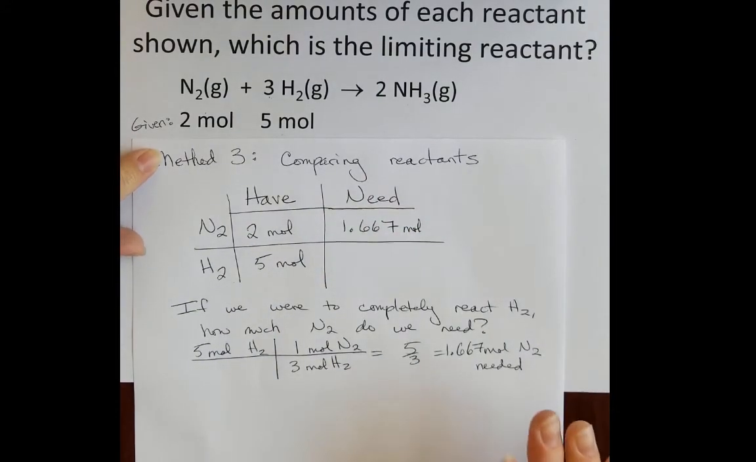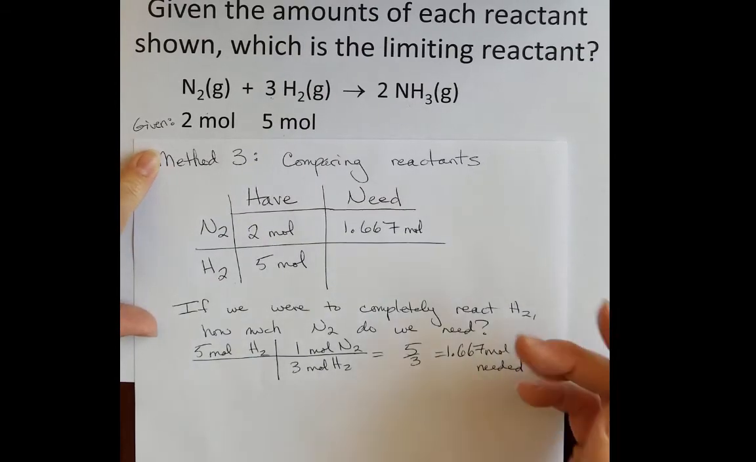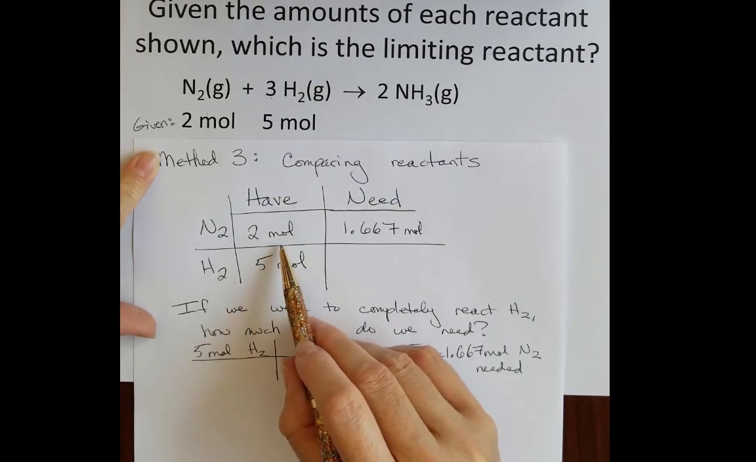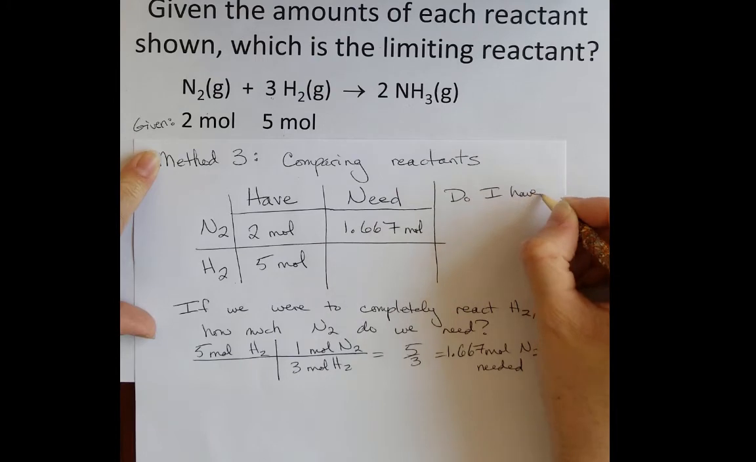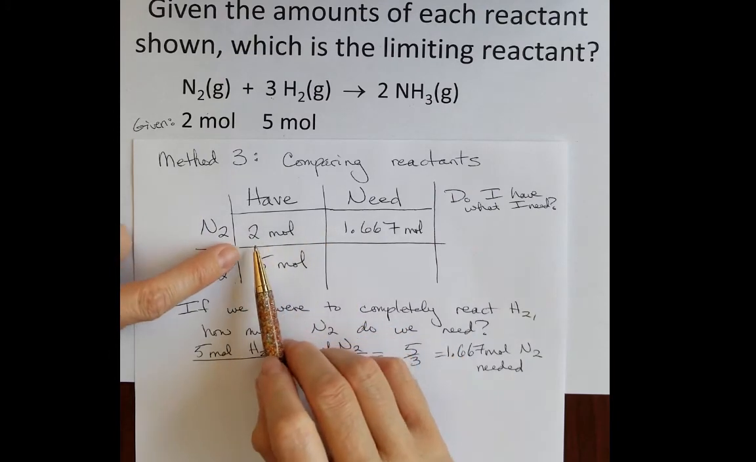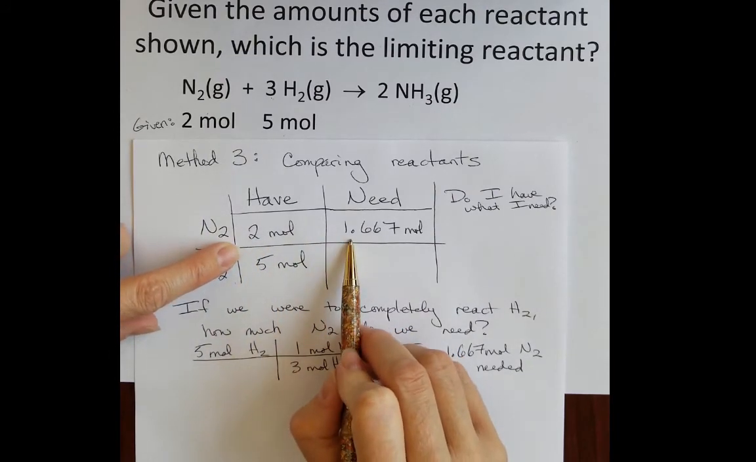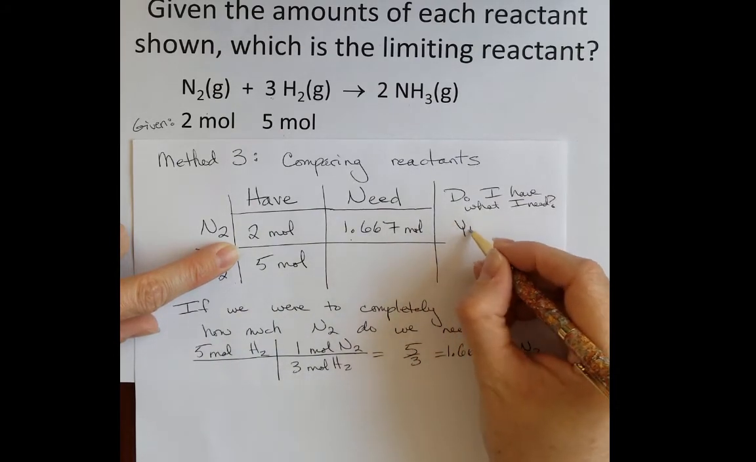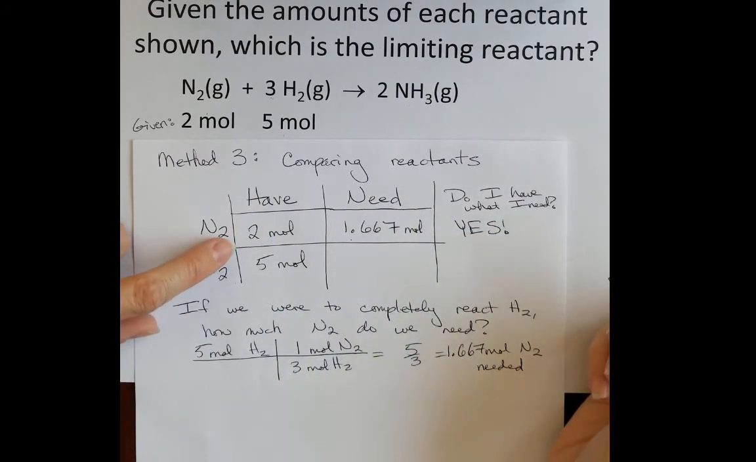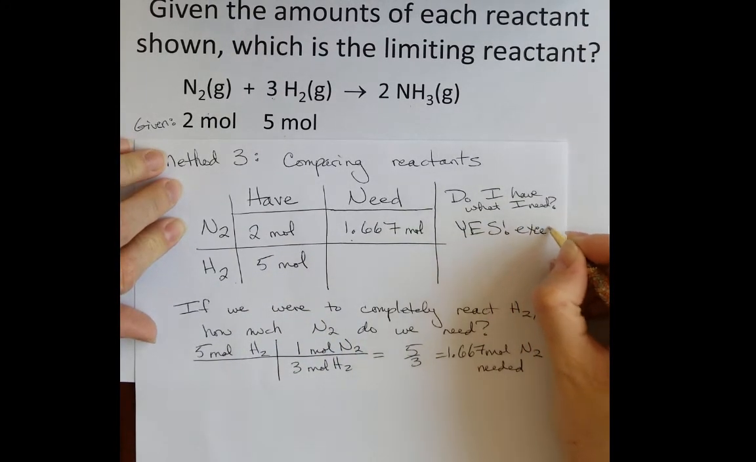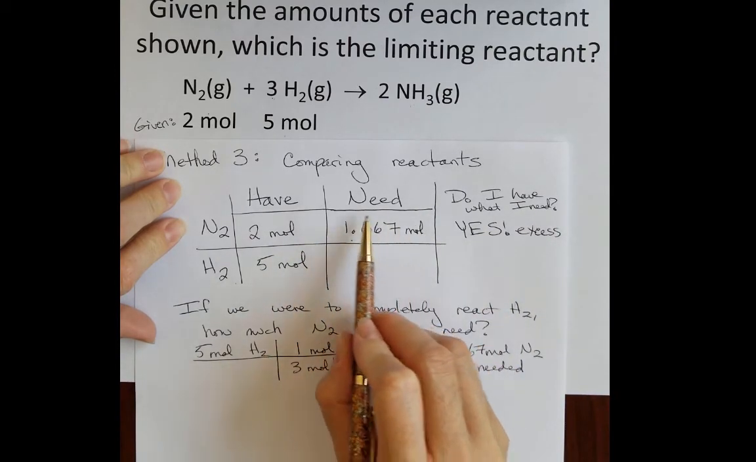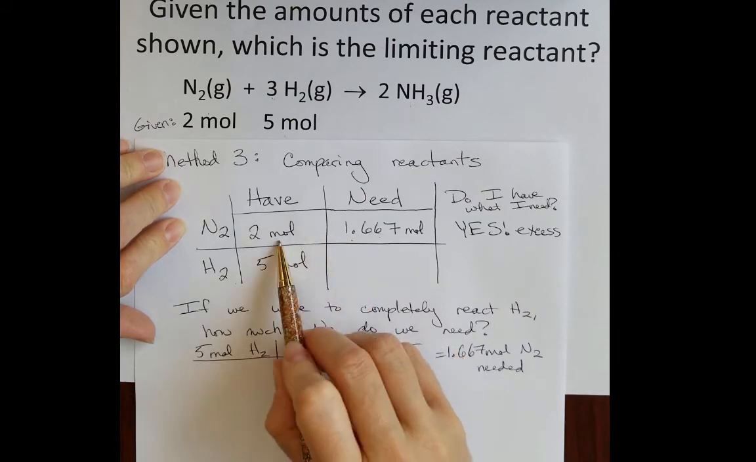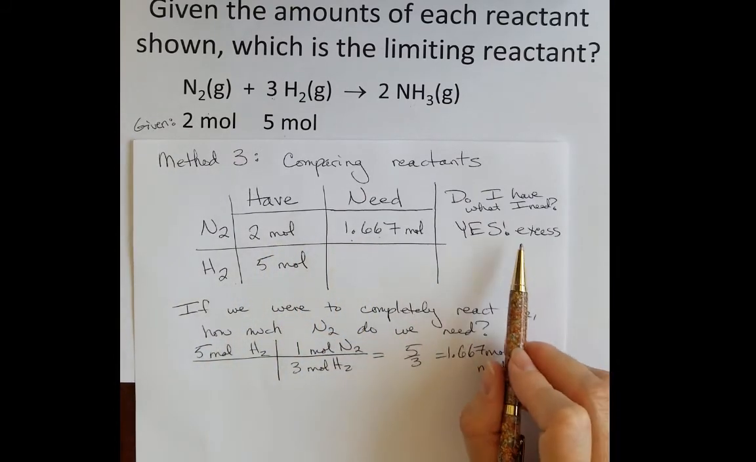Now, from this, you can't usually answer the question, because what I've found is that the real question here is: do I have what I need? So we said we've got 2 moles of nitrogen. We only need 1.66 moles, which means, yes, we actually have more than we need. That would mean that nitrogen would be our excess reactant. I'm going to say that again. Since what we need of nitrogen is less than what we have, that would mean that nitrogen is our excess reactant.